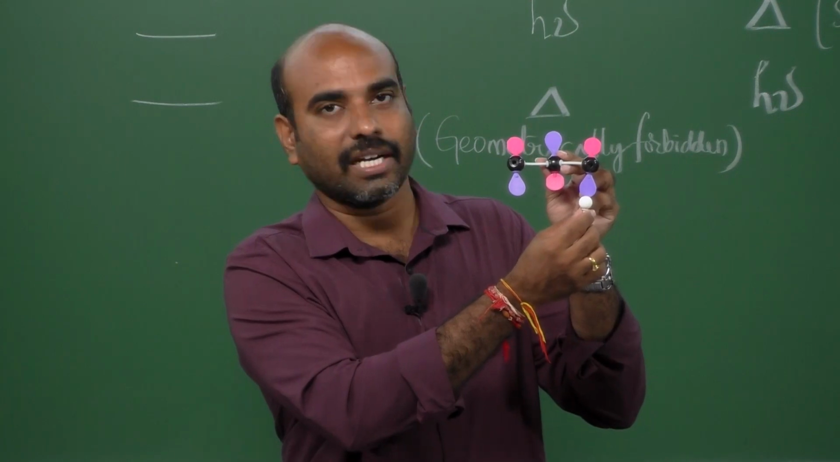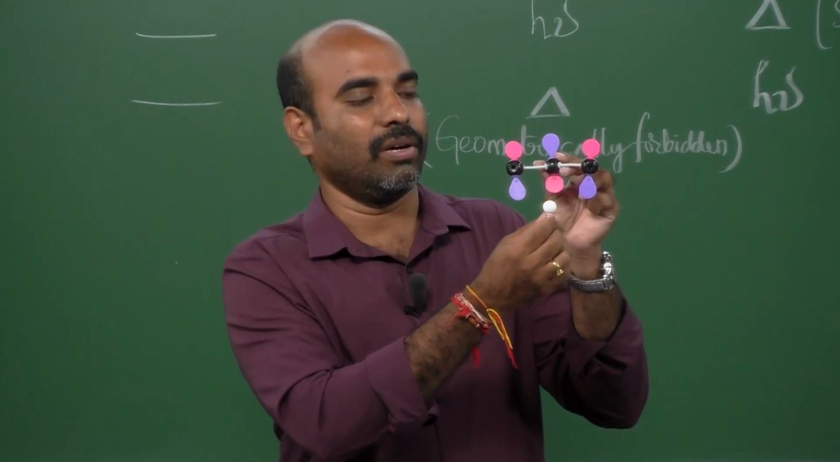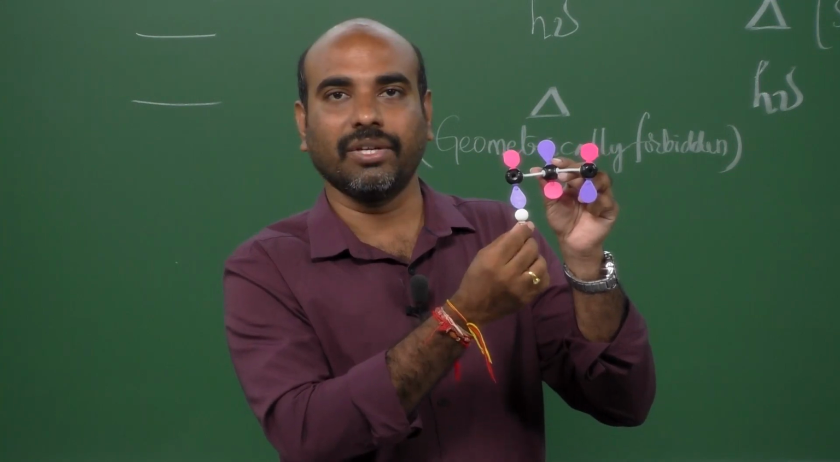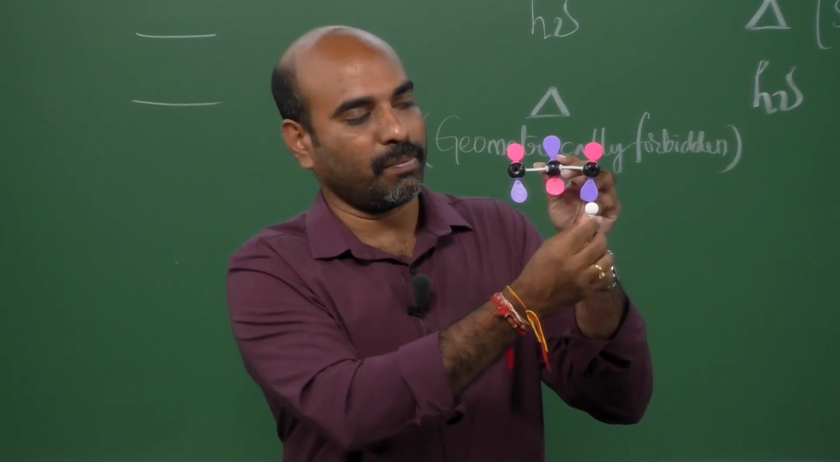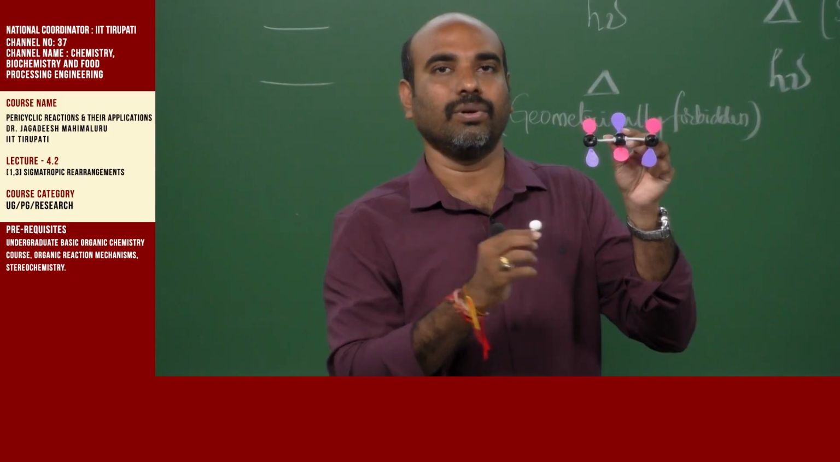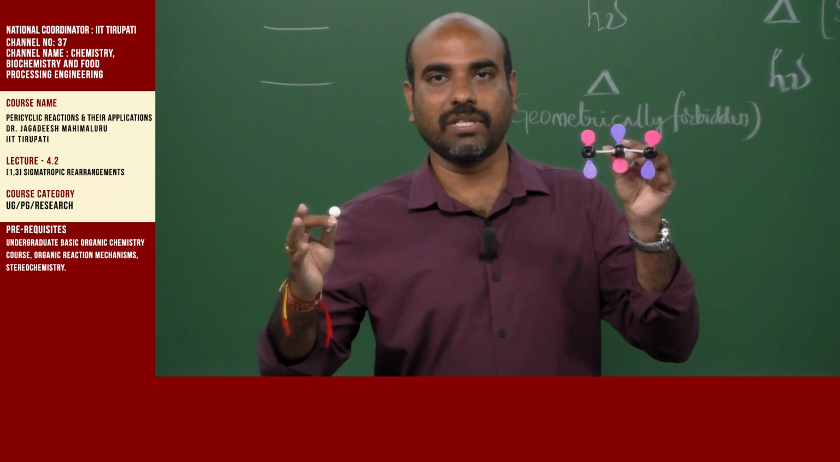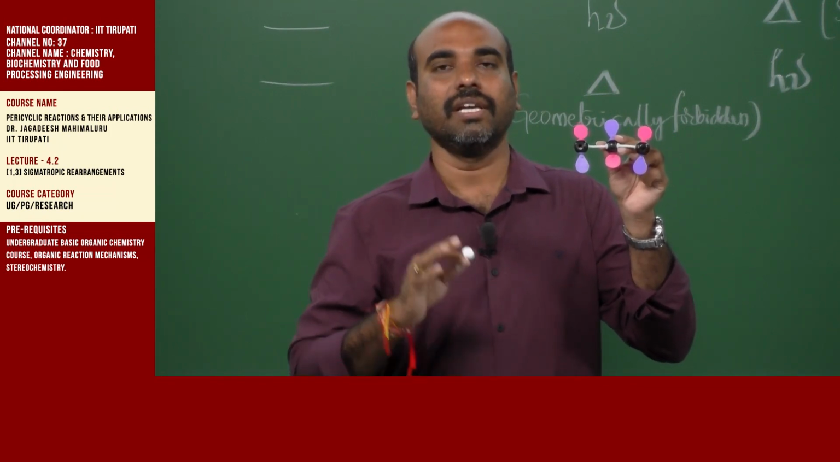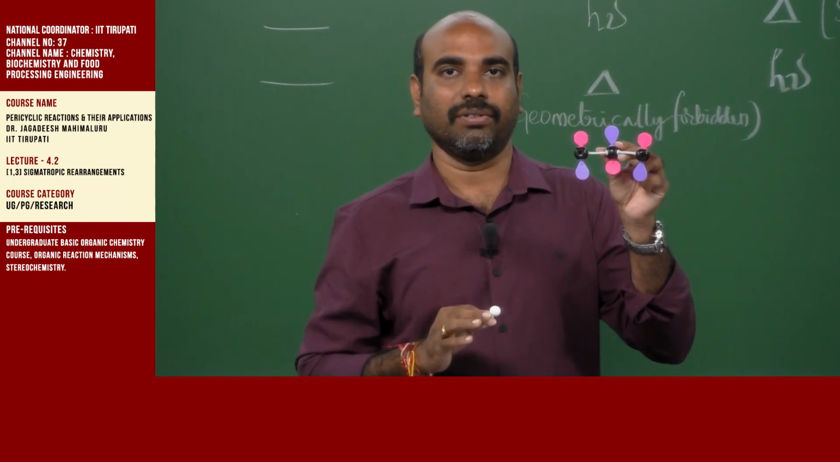So from here it can easily break down and then overlap with this and then form a bond here, new bond here. So from one position to the third position it can easily migrate. So 1,3 hydrogen shifts or suprafacial hydrogen shifts under photochemical conditions is symmetrically allowed.